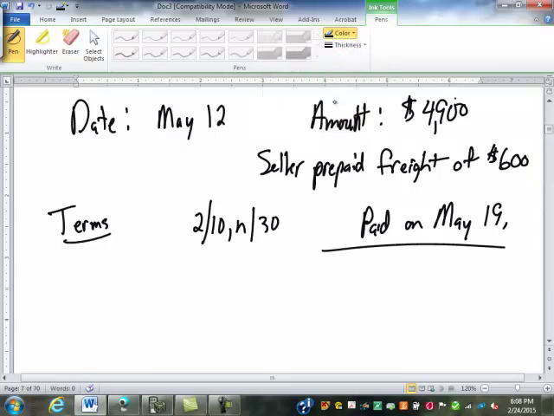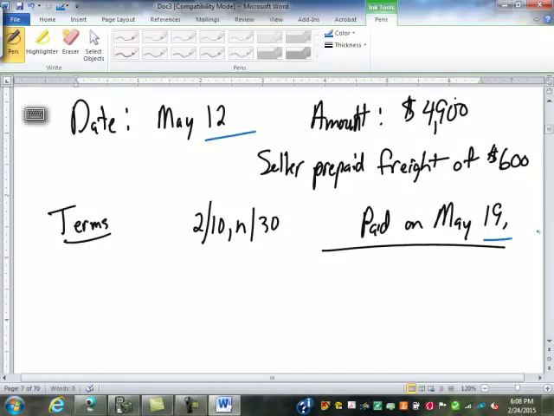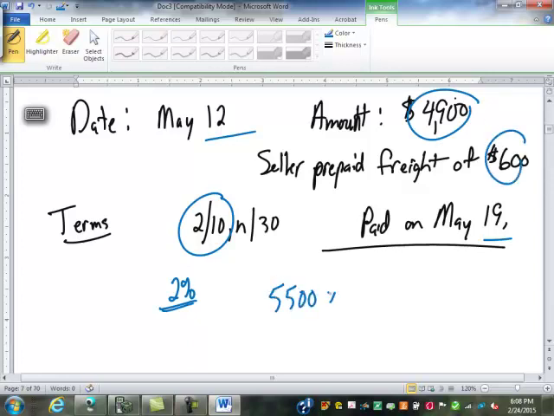Question number 1. Do they get the discount? Yes. 12th to 19th, it's pretty easy to determine. That's just 7 days. That's less than the 10. So they're going to get what for a discount? 2%. Does that mean we take 4,900 plus 600 is 5,500 times 0.98? Say no. Why would we say no?